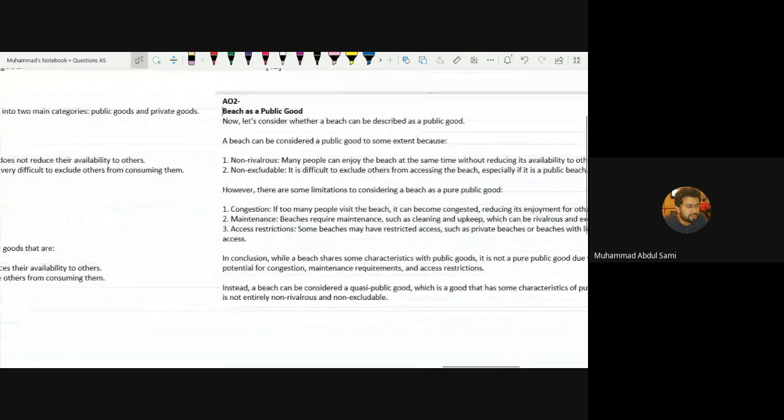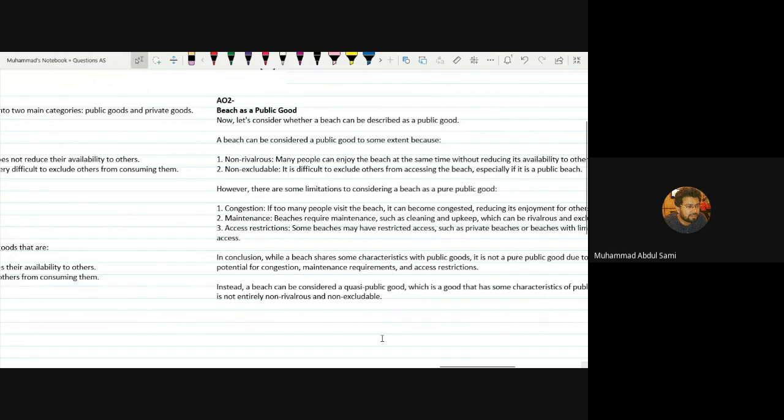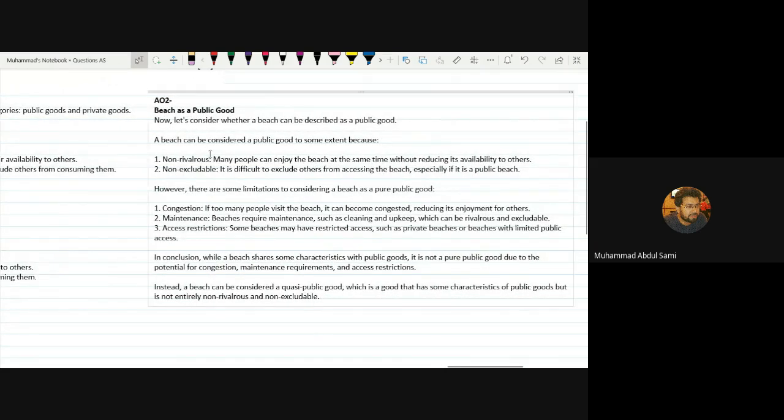Now, if we consider whether a beach can be described as a public good or not, a beach can be considered a public good to some extent. Remember, the word extent can be described in AO3 as well, the evaluation part. AO3 is the evaluation part and AO2 is the analysis part. So now we are connecting those features that we have established in terms of public good, to check whether the extent matches with the given good, that is the beach.